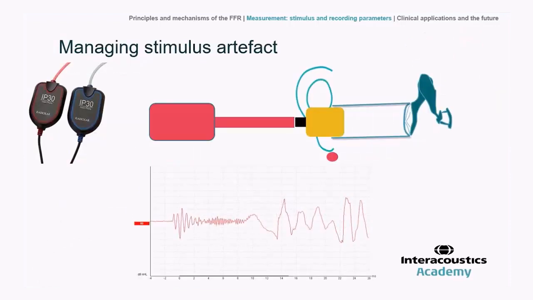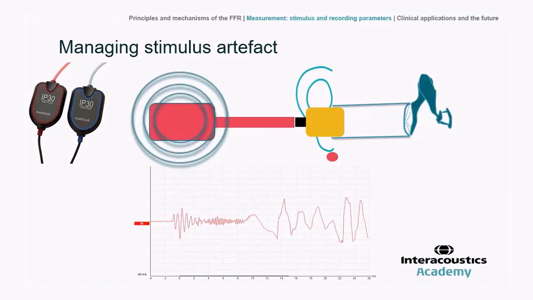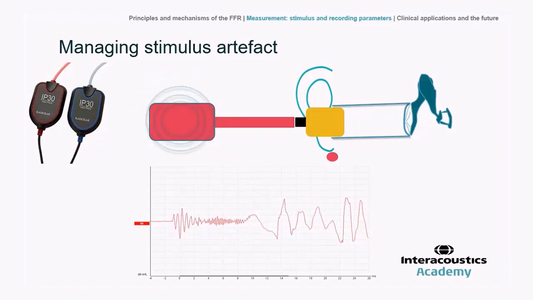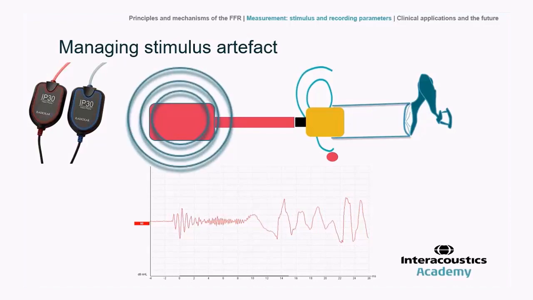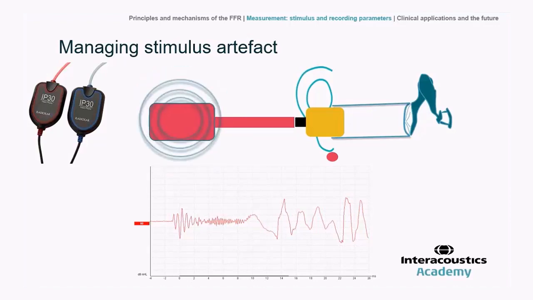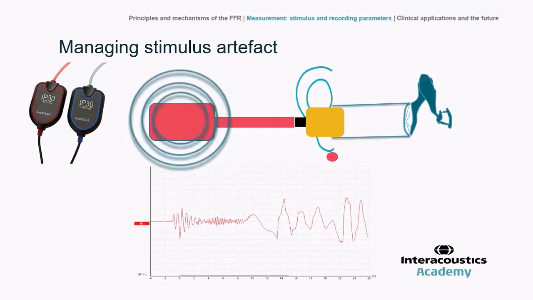Again, going back to the measurement or management of the stimulus artifact. So we talked about potentially insert phones, and the stimulus artifact being the electromagnetic field generated by the transducer itself. If this entrained with the electrodes on the scalp, then we could record a response that looked just like the stimulus, but it wasn't in fact a response from the neurons that we're interested in, but rather just the transducer.